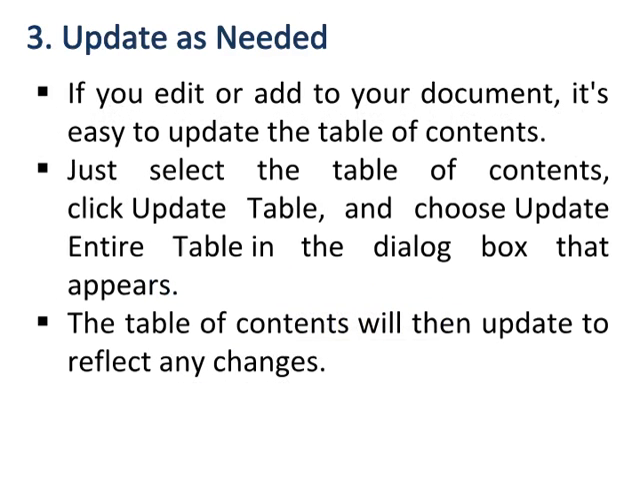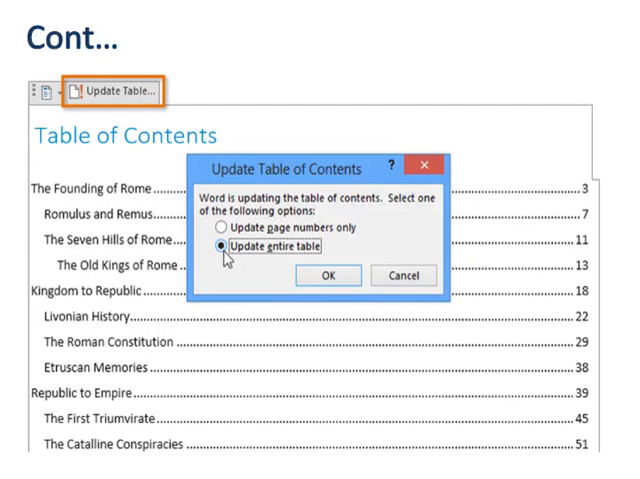Step 3 is Update as needed. If you edit or add to your document, it's easy to update the table of contents. Just select the table of contents, click Update Table, and choose Update Entire Table in the dialog box that appears. The table of contents will then update to reflect any changes. Here is an example of table of contents.